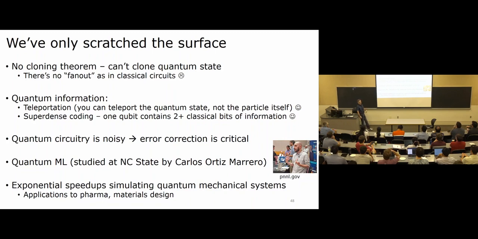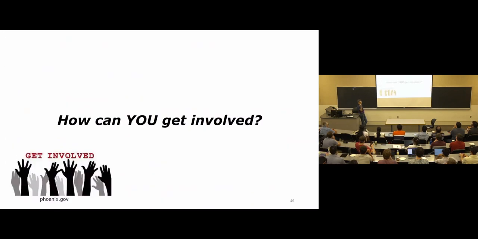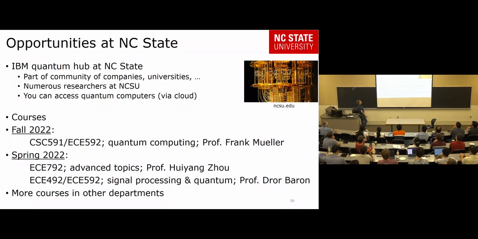We've only scratched the surface here, but we're approaching the end of the time, so let me move through the slides quickly. How can you get involved? There are opportunities at NC State, the IBM Quantum Hub, which is a partnership between IBM, many companies, many research institutes, many universities, and there are numerous researchers at NC State working on quantum. Some of them are affiliated with the hub, some are not.